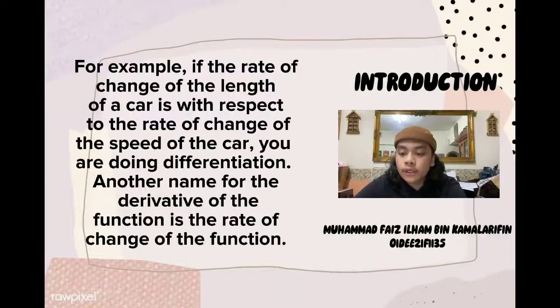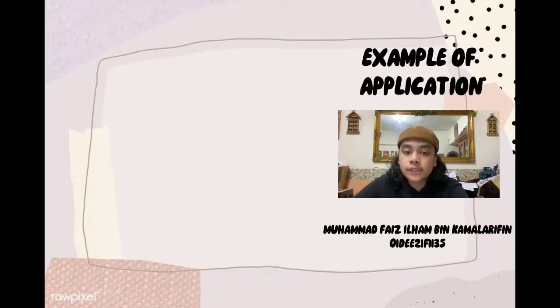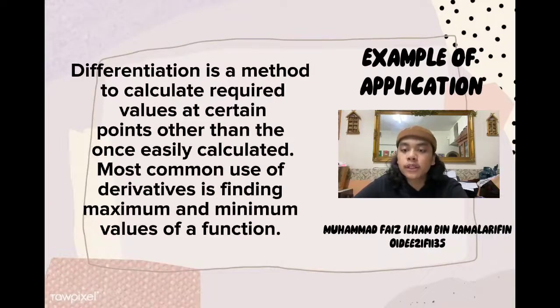Another name for the derivative of the function is the rate of change of the function. The derivative is also called the first derivative of the function. It is the measure of the rate of change of the function with respect to the independent variable. For example of application, differentiation is a method to calculate required values at certain points other than the ones easily calculated. The most common use of derivative is finding maximum and minimum values of a function.